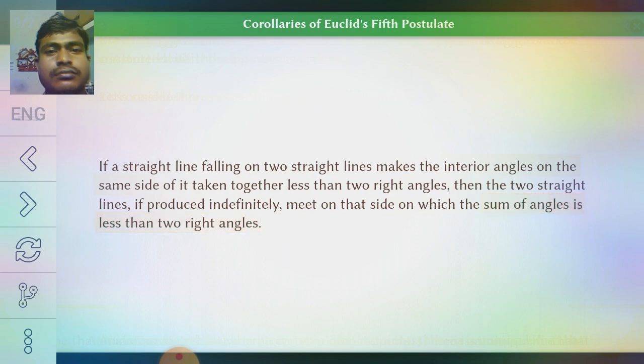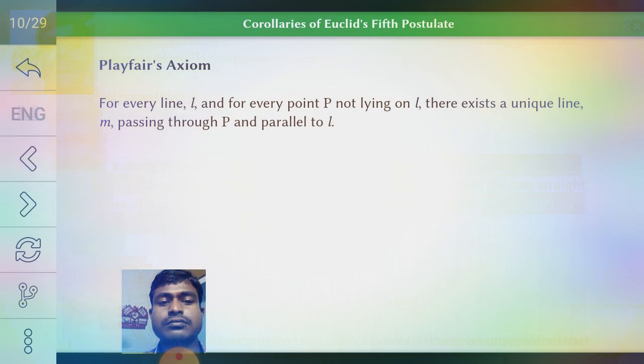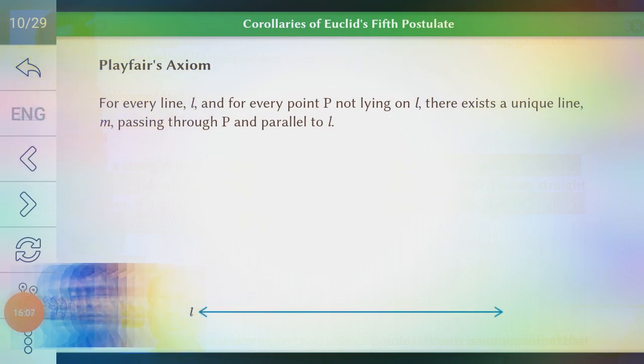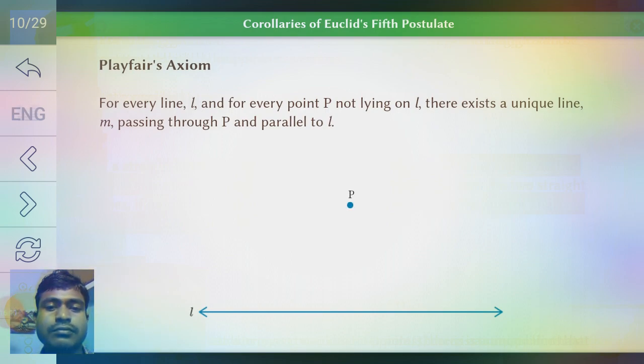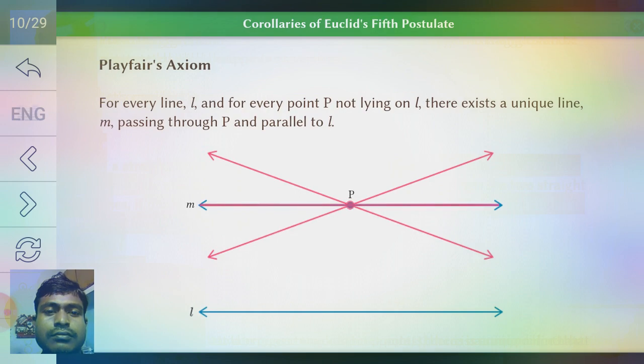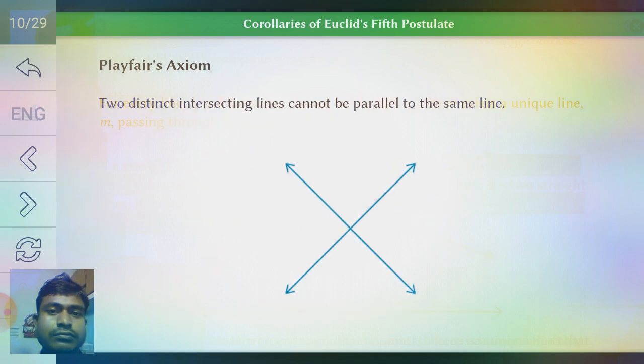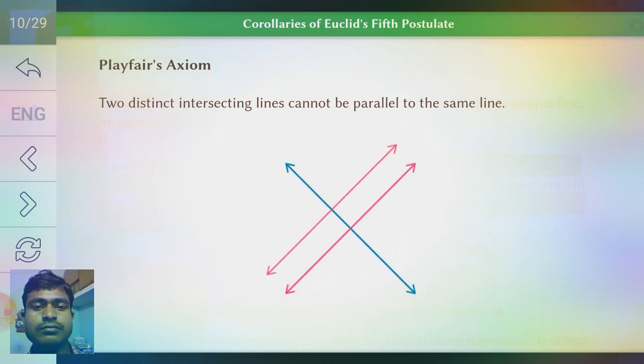There can be two equivalent versions, or corollaries, of this postulate. Playfair's axiom: for every line L and for every point P not lying on L, there exists a unique line M passing through P and parallel to L. This result can also be expressed as: two distinct intersecting lines cannot be parallel to the same line.